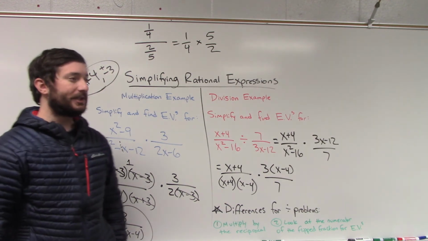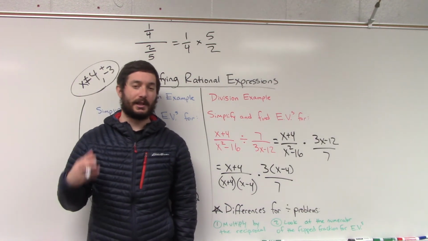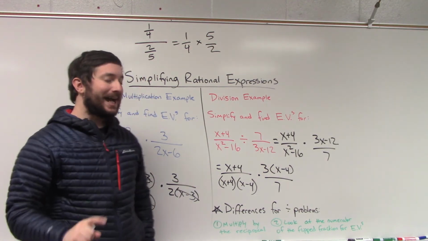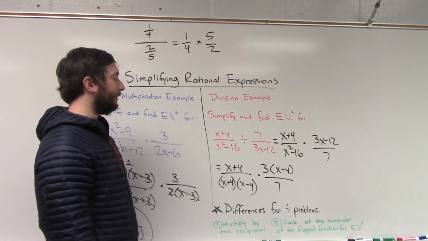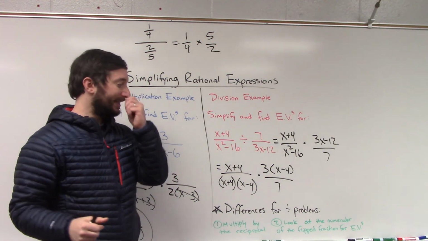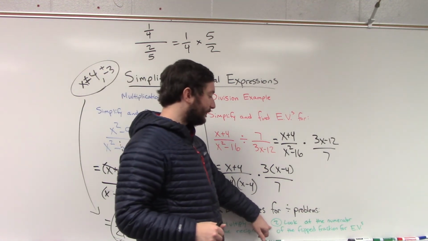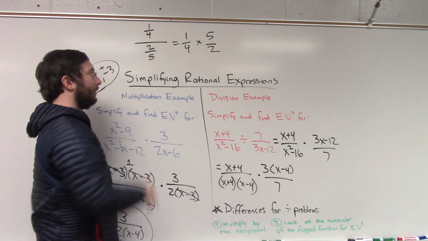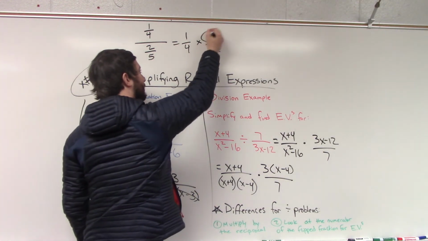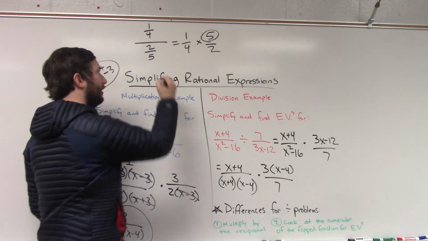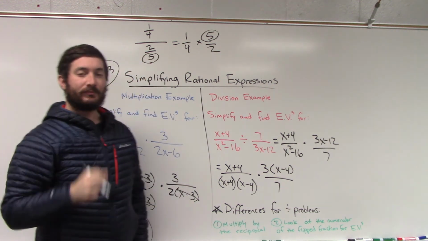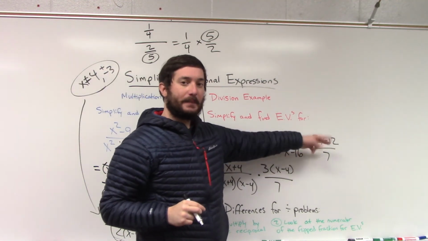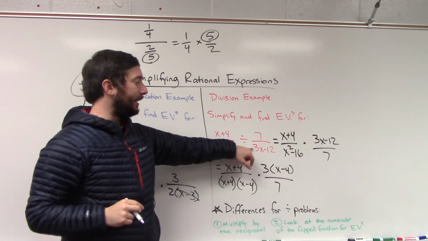So before we cancel, and this is the most important part, students love to cancel things out. Okay? Get very trigger happy with those cancelings. You cannot, or you should not, cancel out anything until you find excluded values. And here's the other difference for division problems. Okay? Notice, looking back at our original example, while 5 was flipped to the top, it started in a denominator, right? Same thing here. While 3x minus 12 flipped to the numerator, it started in a denominator.